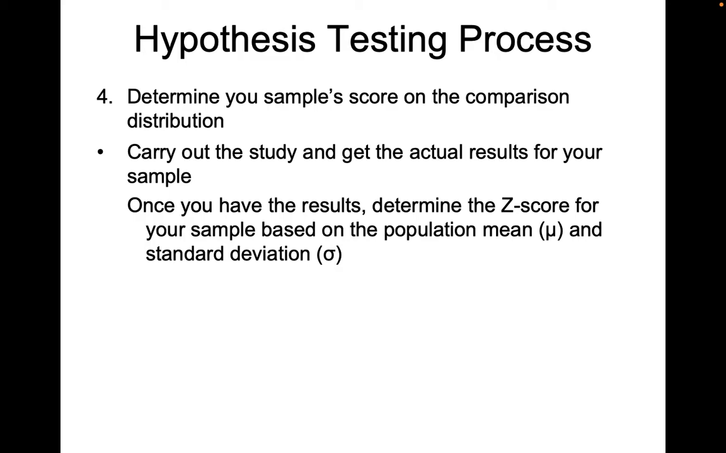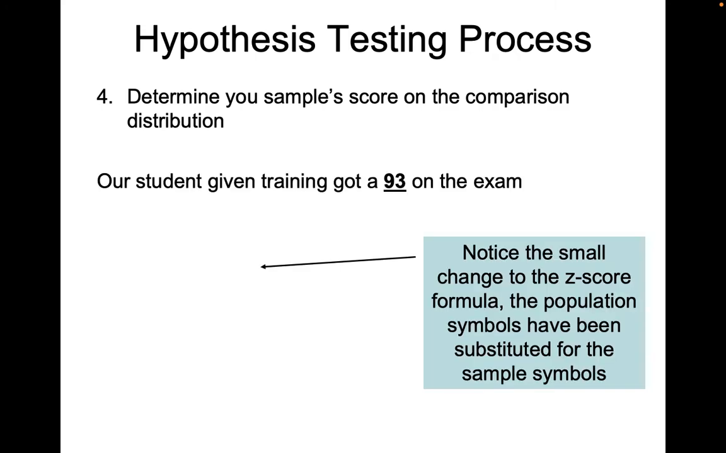So here, we started over. We're going to pretend that we actually did this. We randomly sample a student. We send them to training. We have them take the final exam. And drum roll, this student got a 93 on the exam. That's the raw score. We need to convert it to a z-score. We do that using the population mean and standard deviation.